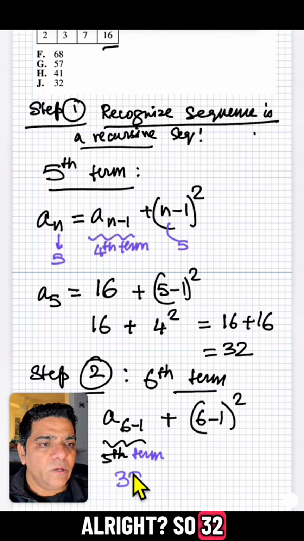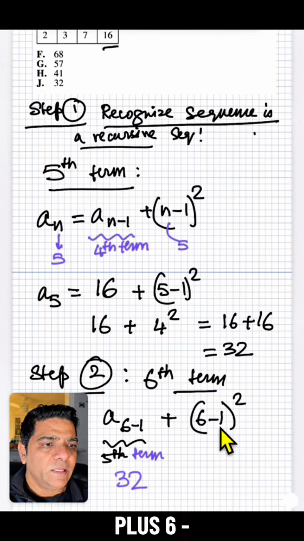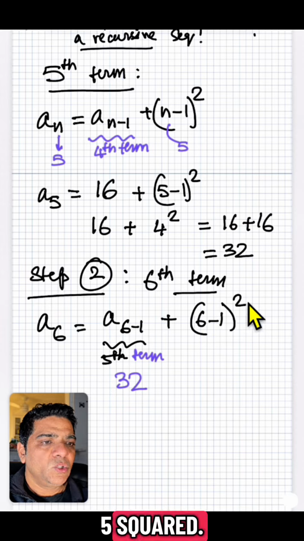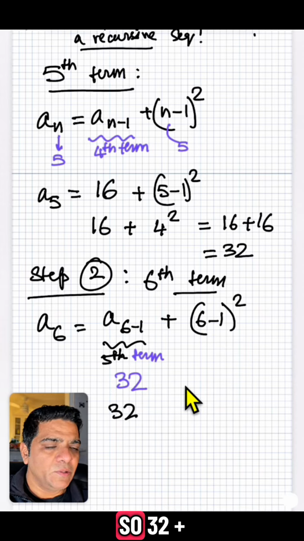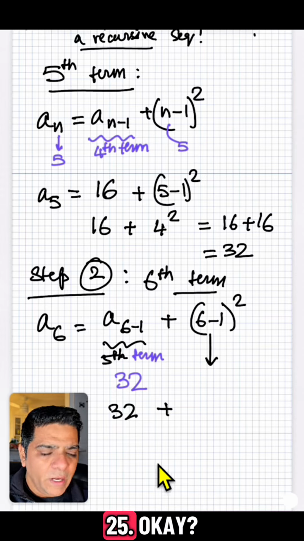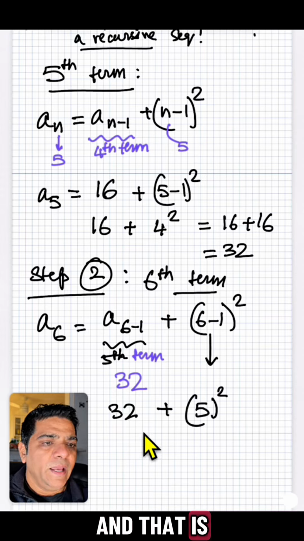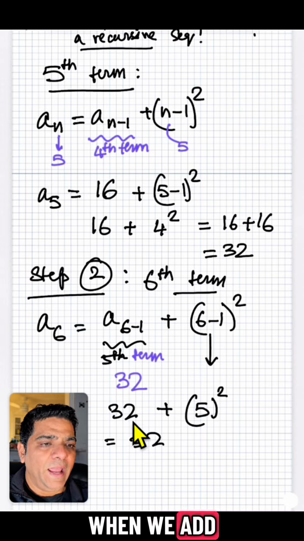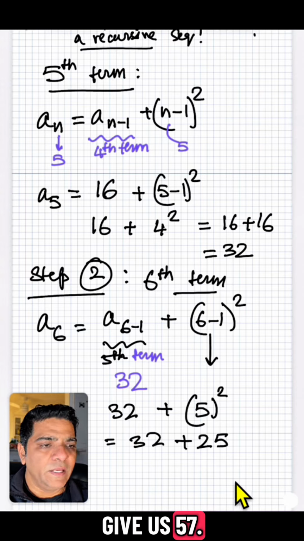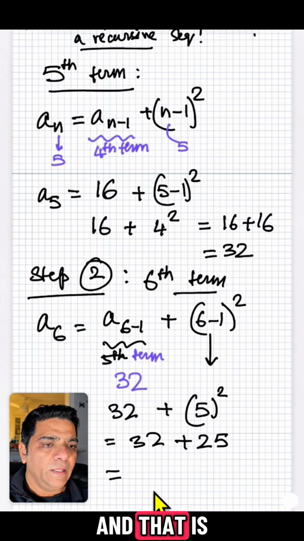All right, so 32 plus 6 minus 1 is 5, 5 squared is 25. So 32 plus 25, when we add those two up, is going to give us 57, and that is going to be our final answer.